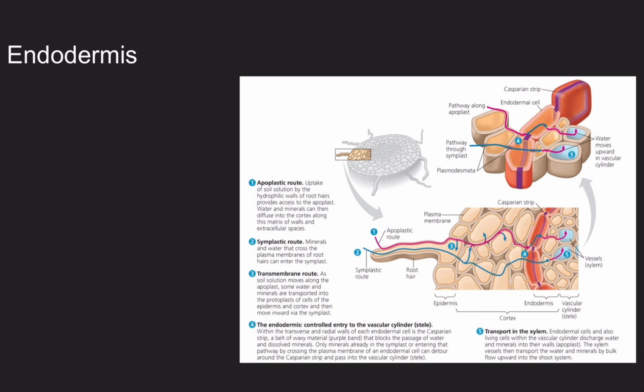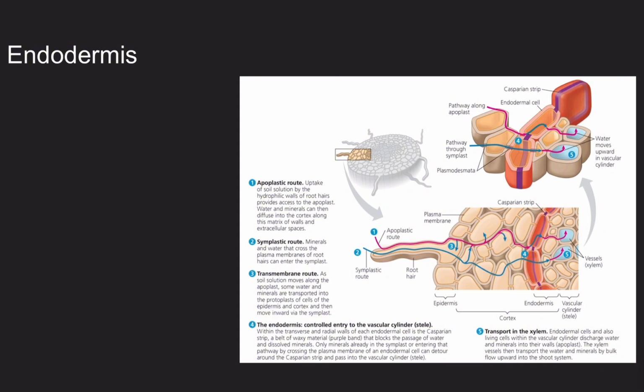To begin with, the endodermis is the innermost layer of the cortex in land plants. It's a cylinder of compact living cells. So here it's shown how there are various routes through which materials can pass through the cell walls to reach their final destinations within the plants.